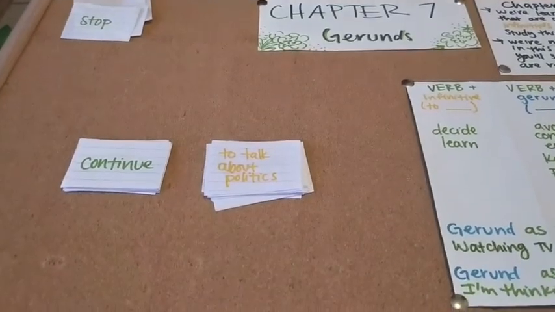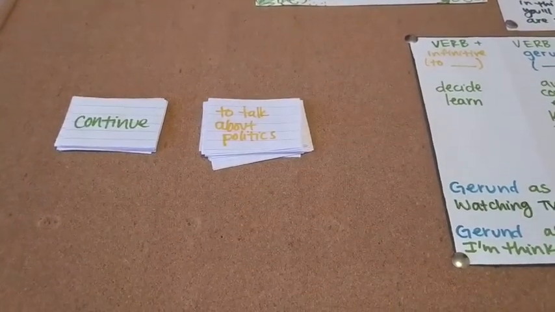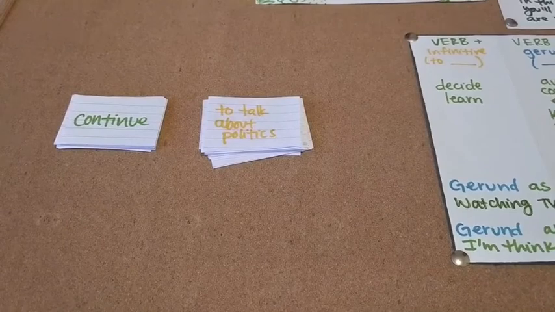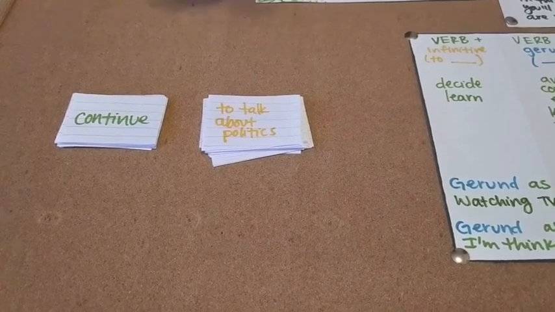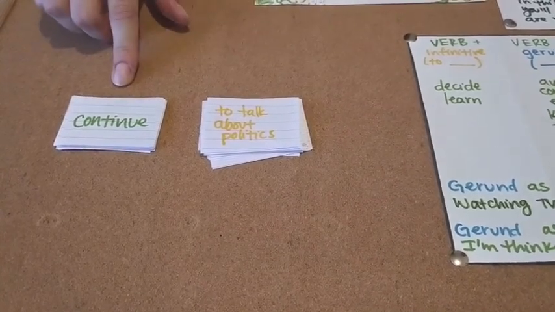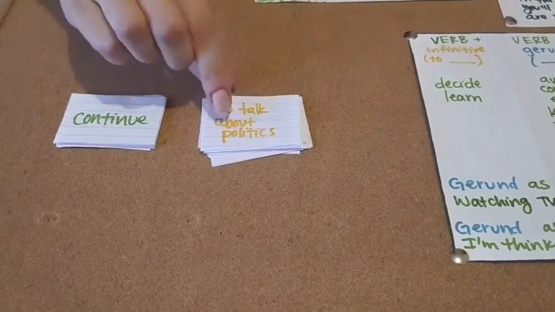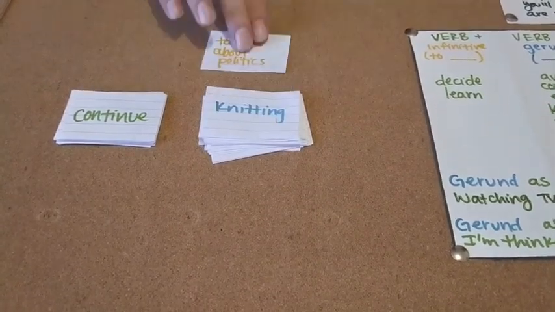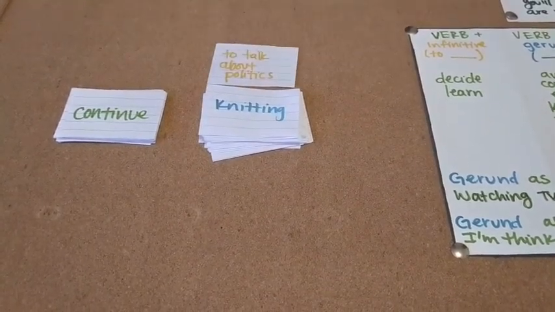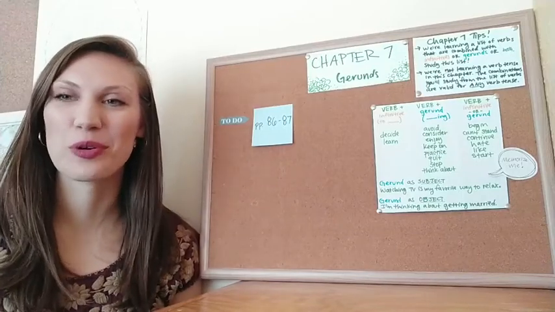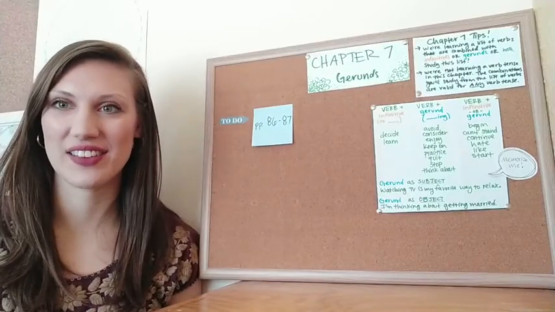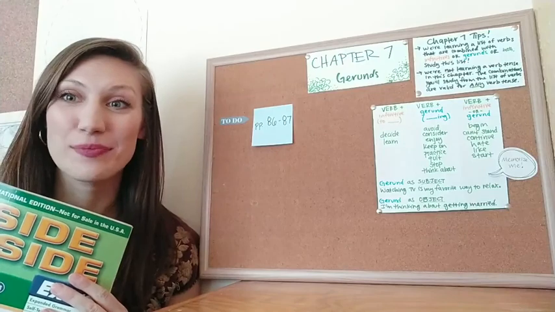Remember that some of the verbs from our list can combine with both infinitives and gerunds. So this verb, for example, we can use with this infinitive and with this gerund. Next, we'll work on pages 86 and 87 in the textbook.